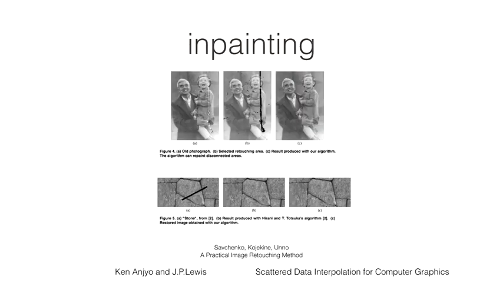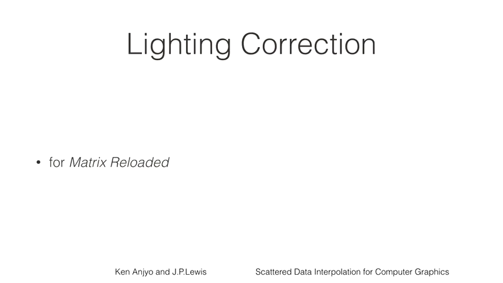It's been used for in-painting, so-called. So this is the problem where you have either a photograph that's been damaged and you want to fill in part of the photograph, or alternately in movie effects, often you need to fill in something that's not supposed to be there, and that may be something like a tracking marker or what have you. It's been used for lighting correction.